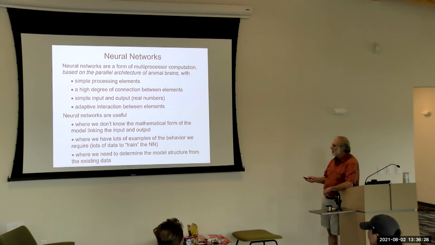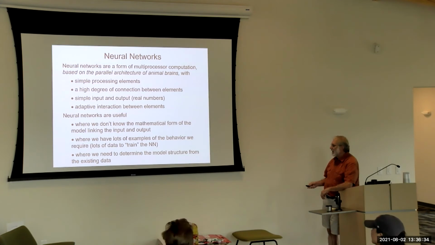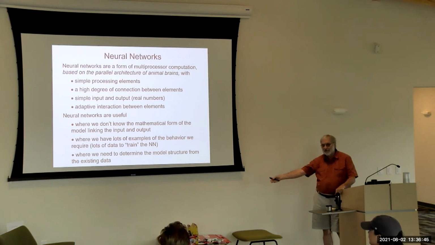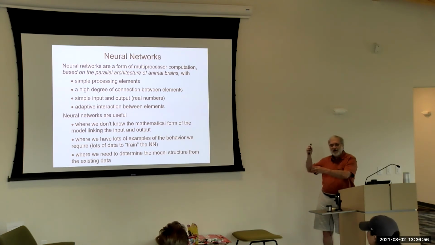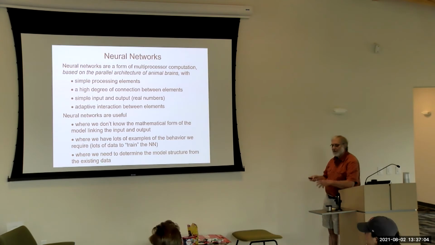These are useful if you don't know the mathematical form of the model that links your inputs and your outputs. And you need to have lots of examples of the behavior that you want. In other words, you need a lot of RRS spectra and a lot of the corresponding chlorophyll values, and you're going to use those to train the model to recognize chlorophyll from the input RRS spectrum, or to recognize what a dog looks like when you're given a whole bunch of different animals to look at. So we're going to determine the model structure from the data set that you have to train the model.